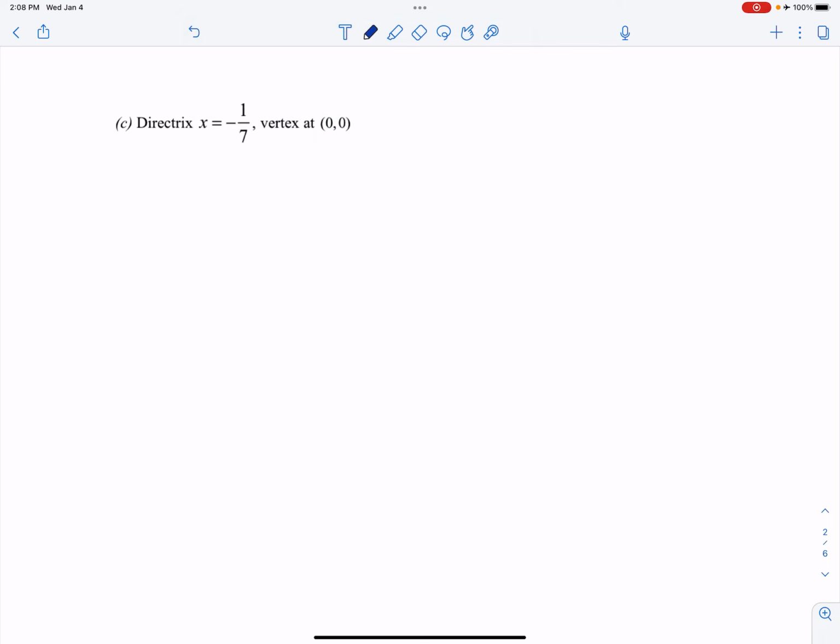Okay. We have the directrix x equals -1/7, and our vertex is at the origin. Let's start with our general form of an equation. y squared equals 4ax. It's telling us a is -1/7. So if we plug that in, we get y squared equals -4/7 x.